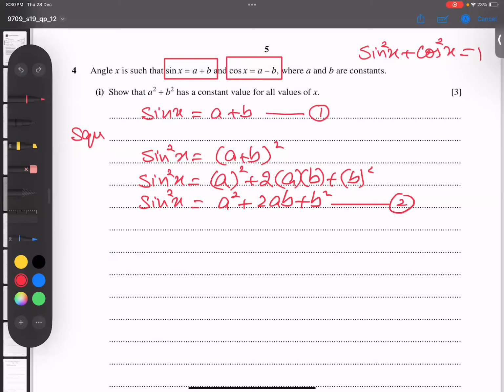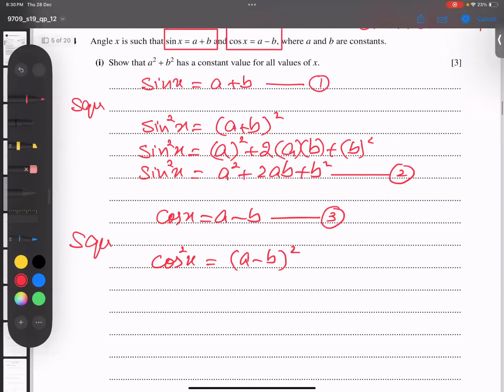And what is the other one? That is cos x is equal to a minus b. I give it equation number 3. Now again, squaring both sides. So when I square both sides, I get cos square x and a minus b whole square.